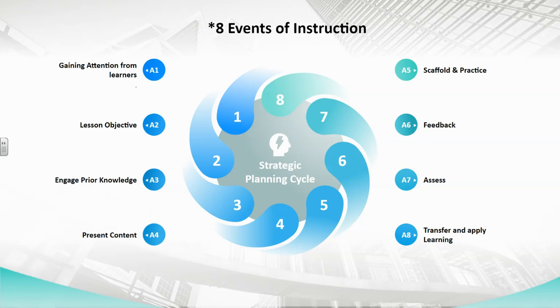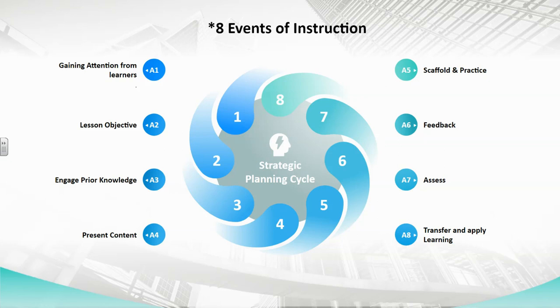Second thing is the lesson objective. Okay, so what is going to be your overall goal for the lesson? What specific skill do you want your learner to come away with? Then you have to engage their prior knowledge. Certainly, your learners come to you with a certain skill level. They have been exposed to something. They can make connections. So what is it that they know already? You want to engage that.